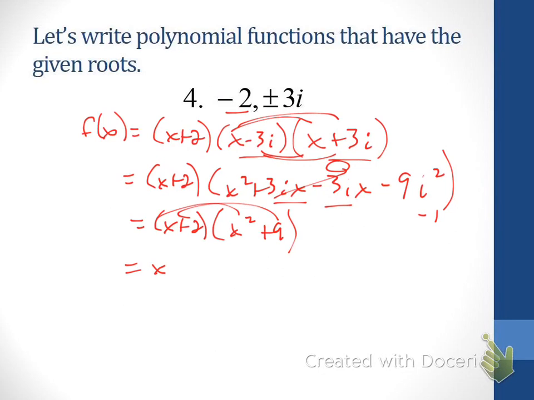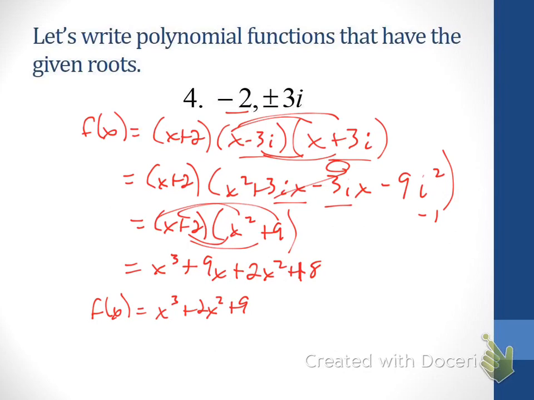Double distribute here. You get x to the 3rd plus 9x. Double distribute there. You get 2x squared plus 18. And then a little math OCD kicks in. We want to make sure that we write these guys in order. x to the 3rd plus 2x squared plus 9x plus 18, and we are done.